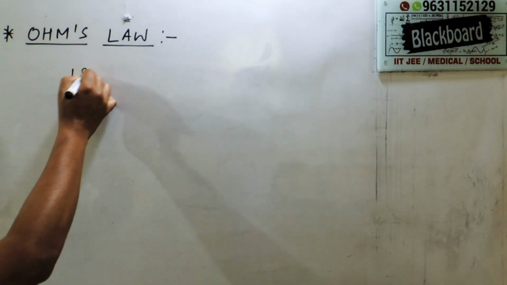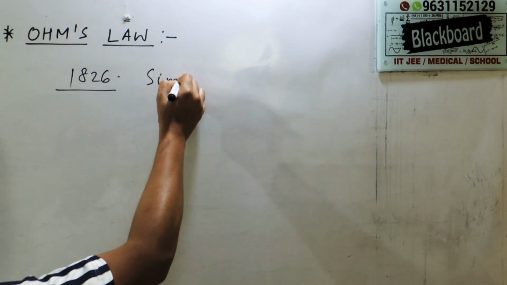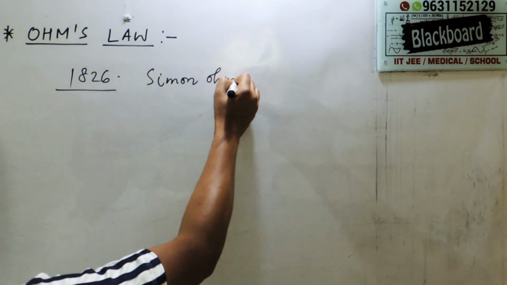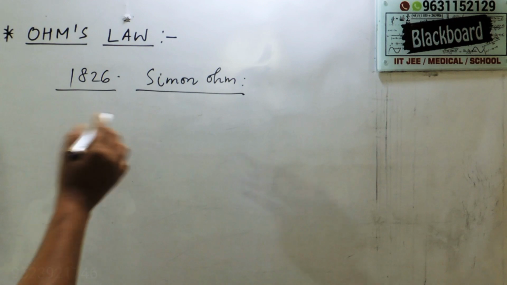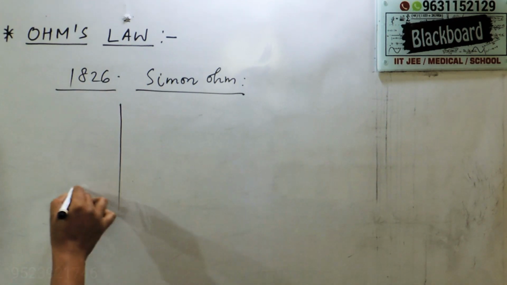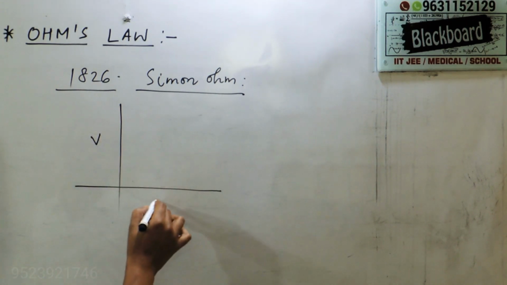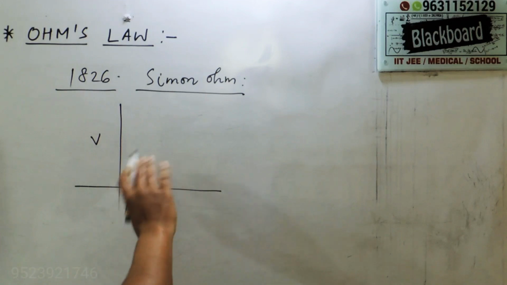In 1826, German physicist Georg Simon Ohm formulated his observation as Ohm's law. The current flowing through the conductor is directly proportional to the potential difference. This is the graph between potential and current. If potential is increasing, then current is also increasing.